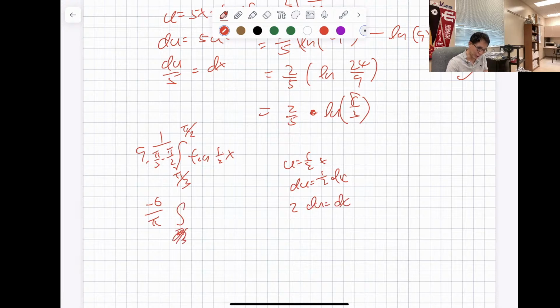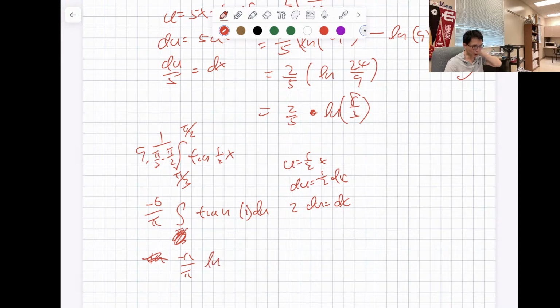Pi over 3, not pi over 3 yet, so it'll be tangent of u and times 2. So times 2. Okay, so that's going to be -12 over pi, and then the integration of tangent of u. What's the integration of tangent of u? Natural log of what? Negative cosine of u. So negative cosine of u.